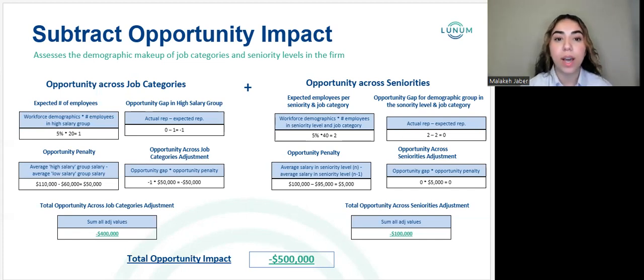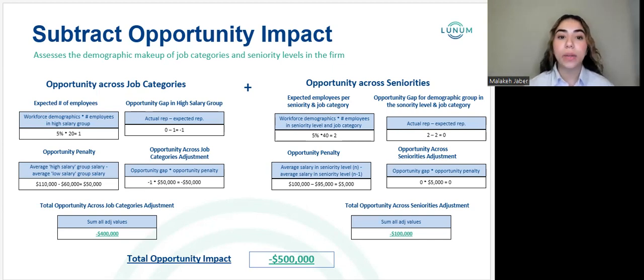The next step is to calculate the opportunity gap. So we're going to compare the expected that we just calculated with what's actually happening within the firm. We see here that there are actually 2 employees within that demographic group in the seniority level and job category. So we take the actual representation of 2, subtract the expected representation we just calculated, 2, which brings us to a figure of 0. Again, this figure, much like in other instances, might not always zero out. And that's important to note for other demographic groups. However, for employee X, it happened to zero out.